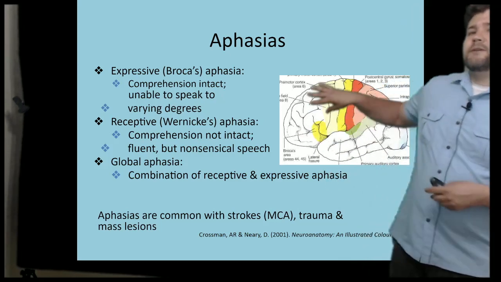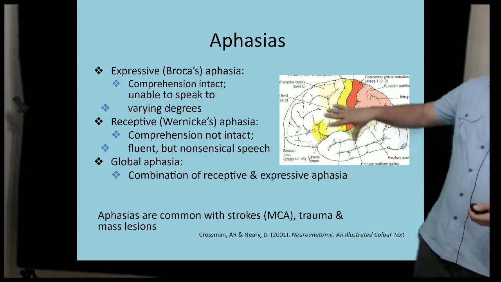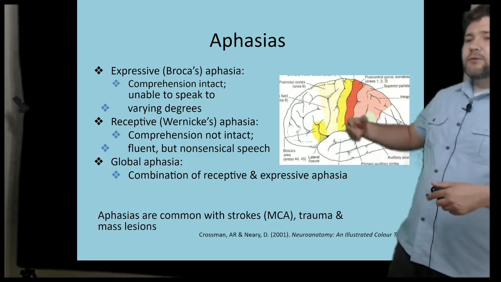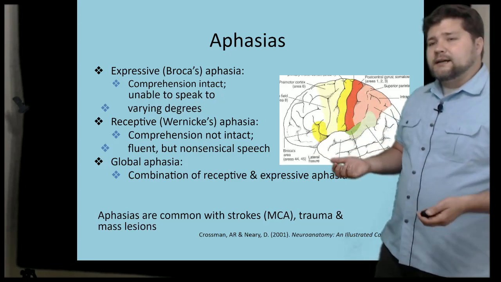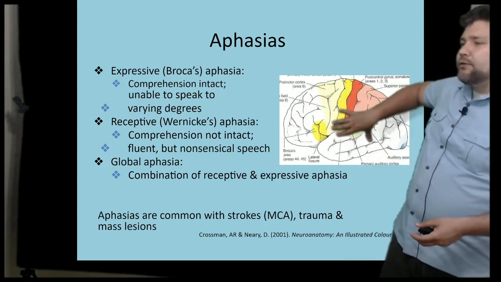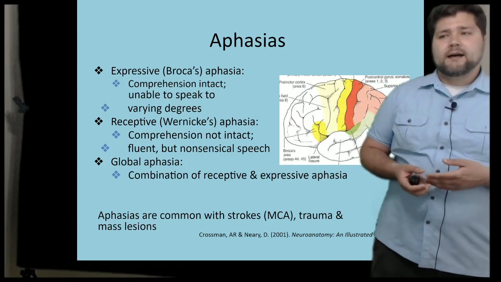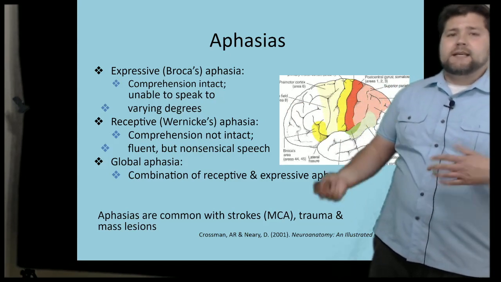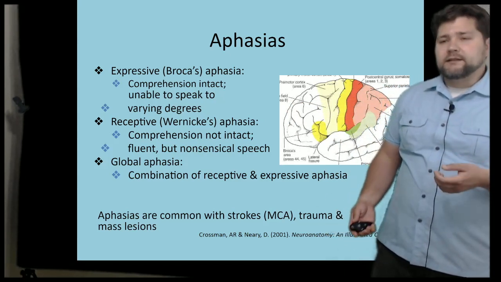So you need both of those areas intact to form comprehensive speech. And usually you can get one or the other, or in some cases, if it's like a global ischemia, you can lose both of those regions and basically just lose the ability to understand and the ability to speak completely.